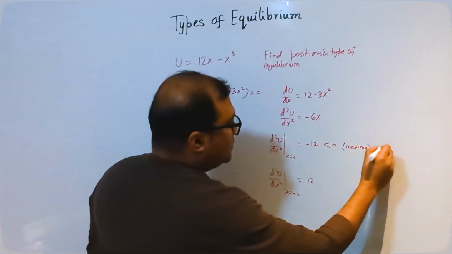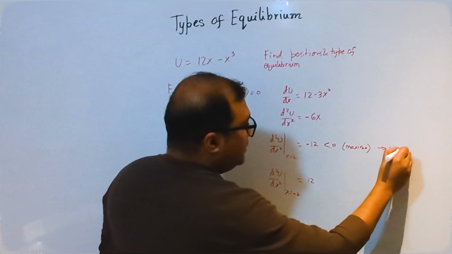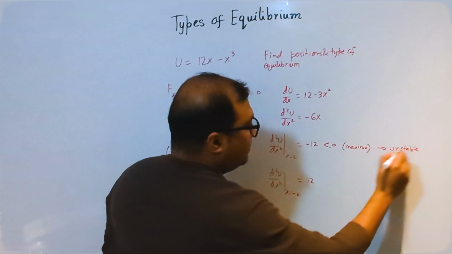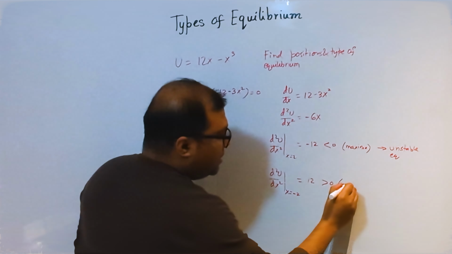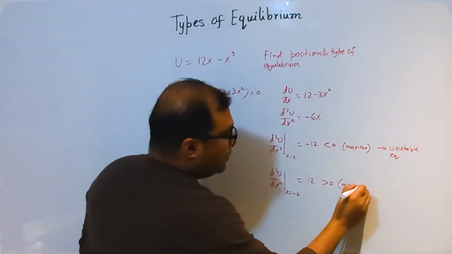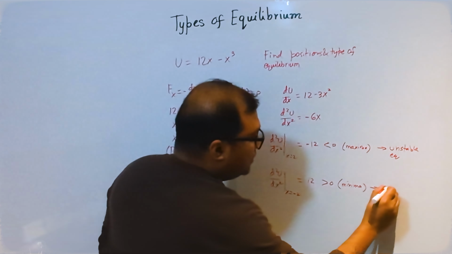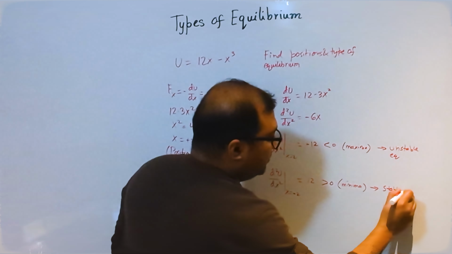The value at x equals 2 is less than 0, so this must be maxima, which means this is unstable equilibrium. And the value at x equals minus 2 is greater than 0, so this must be minima. So this means this is stable equilibrium.